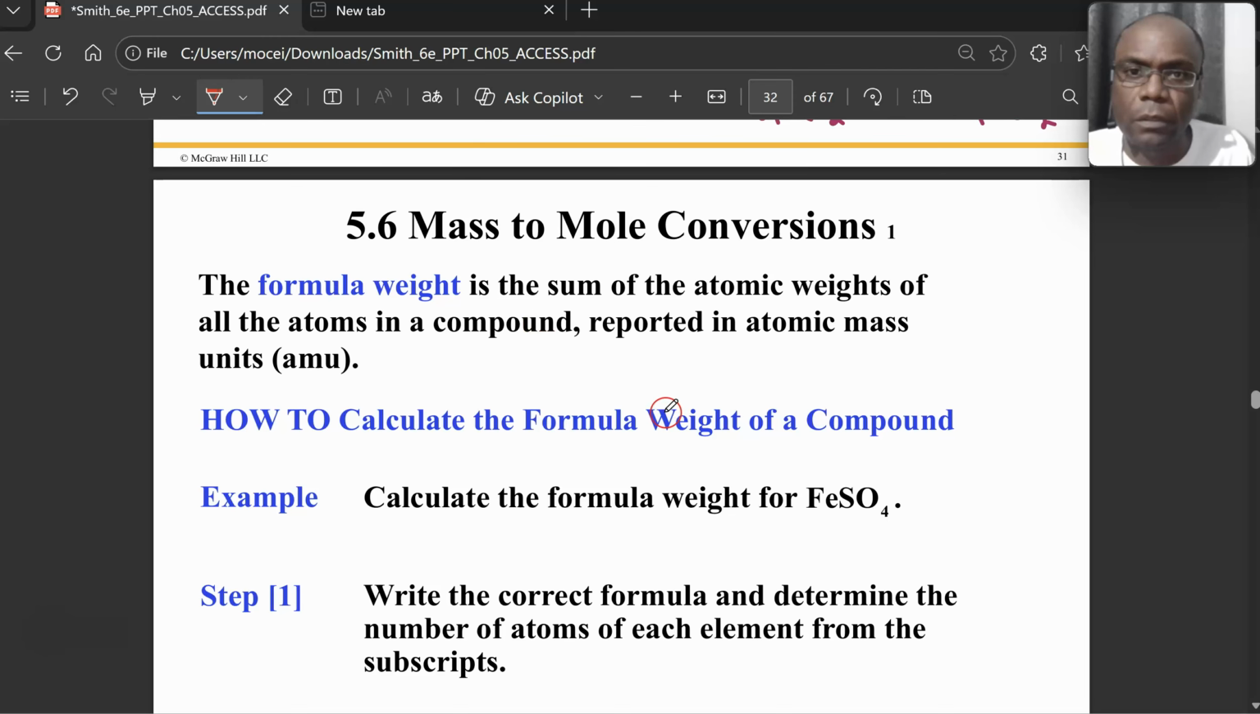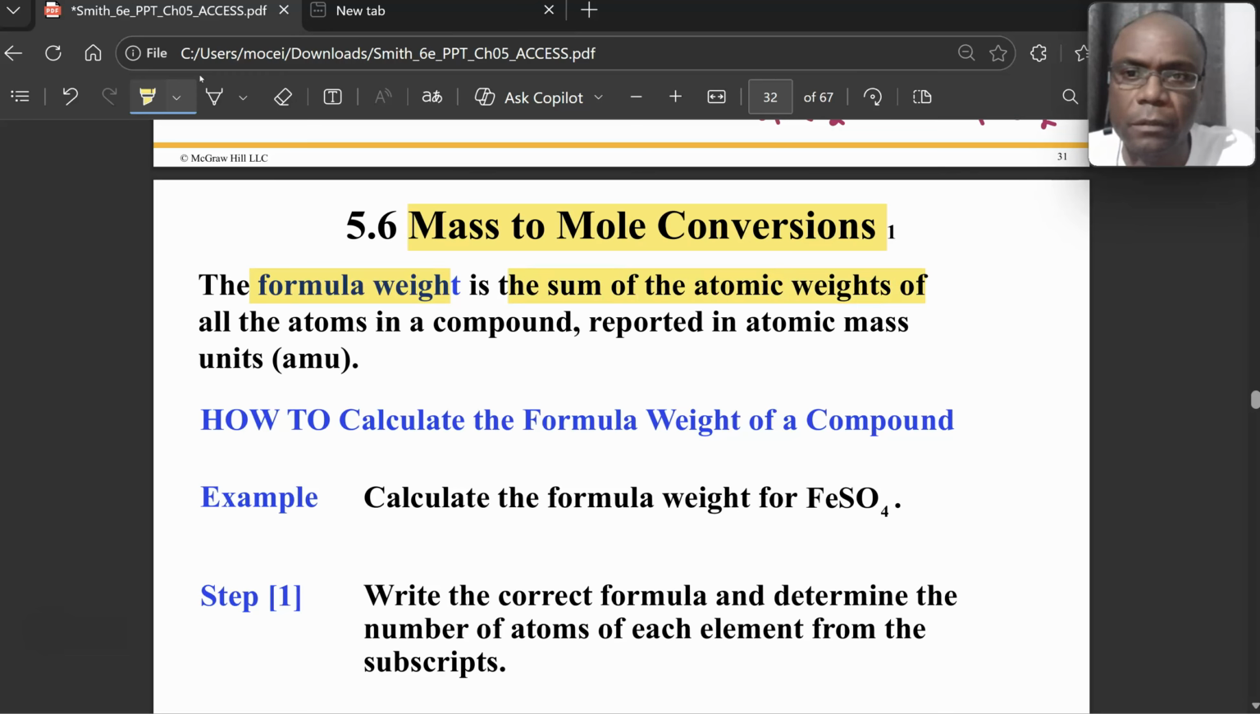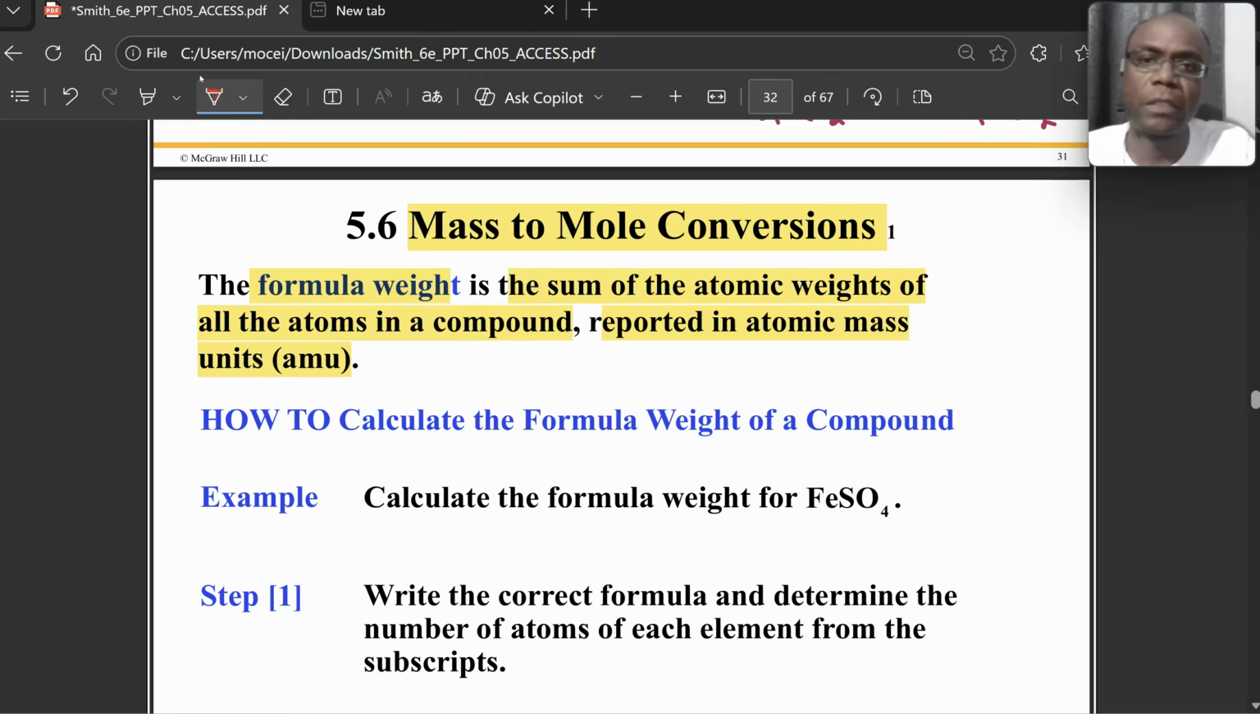So now that we know how to convert Avogadro's number to moles and moles to Avogadro's number, now we need to learn how to do the mass to mole conversions. The relationship between 1 mole and the mass of a compound is what I'm going to explain. The formula weight is the sum of atomic weights of all atoms in a compound reported in atomic mass units, what we did previously. And that formula weight is what's going to relate to 1 mole.